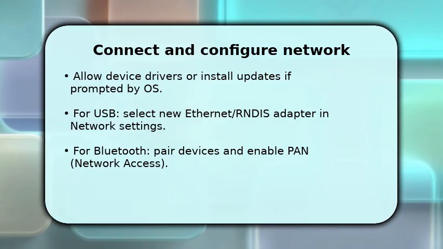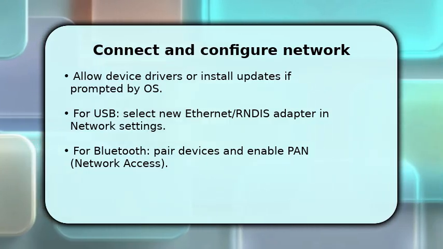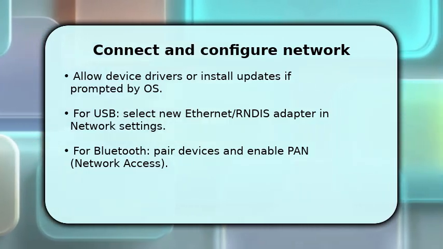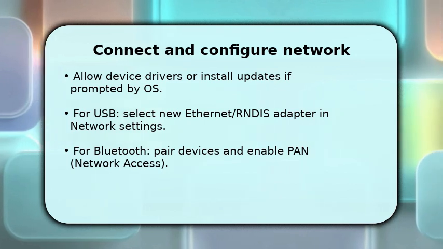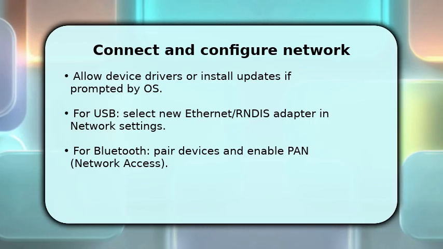If using Bluetooth, pair the devices, then enable Bluetooth PAN on the laptop and choose the phone as the network source. These steps bind your laptop's traffic to the phone connection.